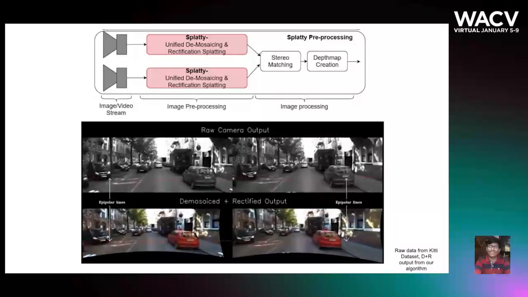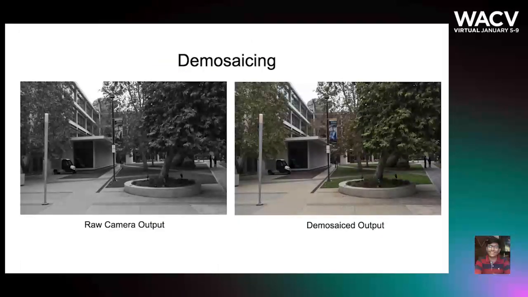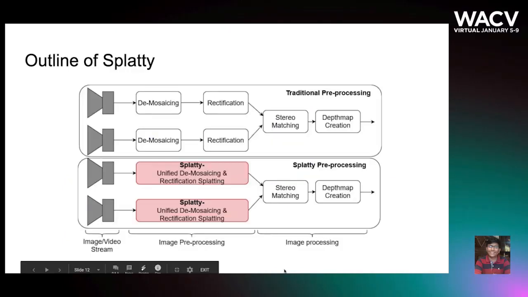To explain our pipeline, I'll first provide an overview of the underlying tasks. Demosaicing is the process by which raw, monochrome data from the camera sensors is converted to an RGB image. Rectification is the process of warping the input images to correct for camera misalignments and to correct for optical distortions such as lens distortion. Both demosaicing and rectification involve some form of interpolation, and two consecutive interpolation steps can result in unnecessary loss of information.